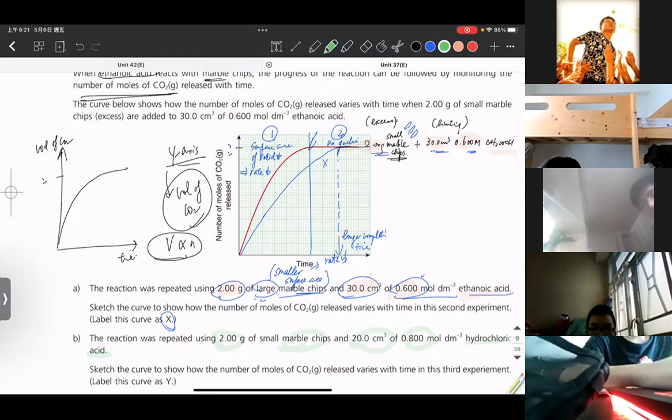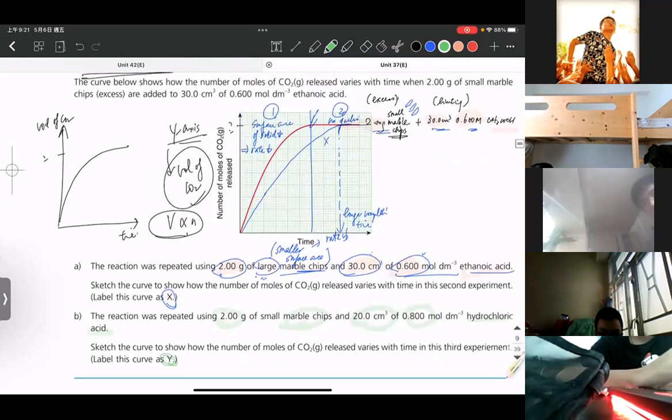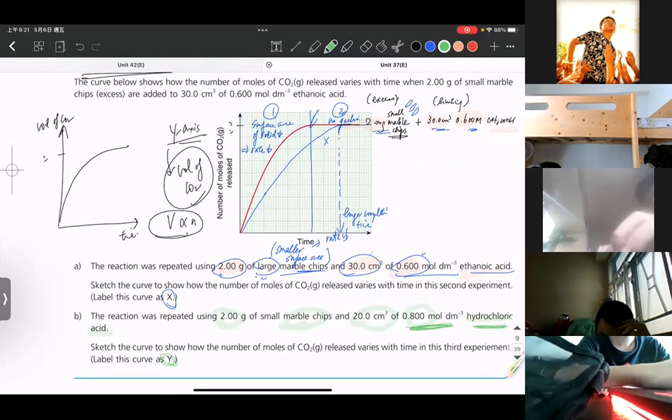So what do you want to compare with, the red curve or the blue curve, right? The red curve. Yep, use the red curve for comparison. So what is the difference between the two? The concentration of the acid. Yes. Only this? And the acid used. The acid used is different, huh? Ethanoic acid versus HCl. What else is different? The volume is different, right?